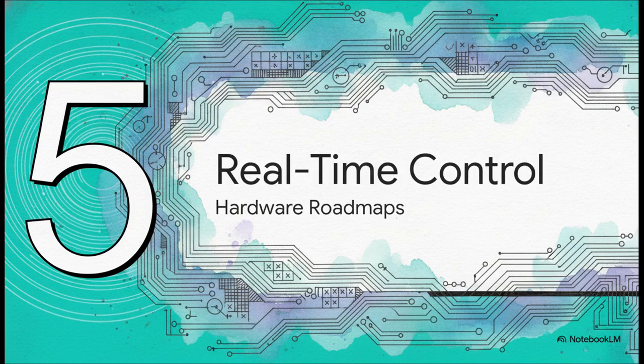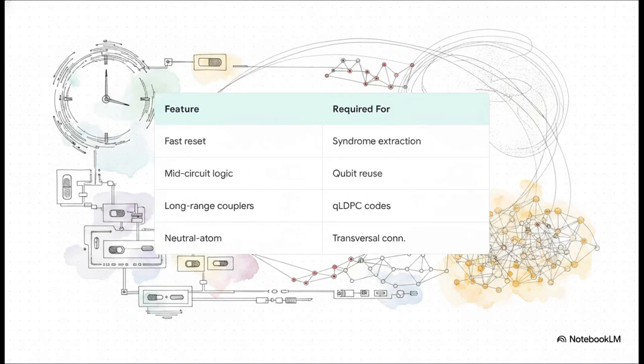Which leads perfectly into Section 5, real-time classical control. Executing that super-fast, continuous loop directly dictates the architecture of the quantum hardware roadmaps we're seeing today. Hardware vendors are rushing to build specific features precisely because fault tolerance demands them. Faster measurement and reset, explicitly required for those continuous syndrome extraction loops. Reliable mid-circuit logic is completely necessary for dynamic circuits and qubit reuse. Long-range couplers are essential if we want to run highly efficient QLDPC codes. And neutral atom flexibility, like what AWS Braket is exploring with QuEra, is pursued because it allows for transversal logical connectivity, which drastically reduces the overhead needed.